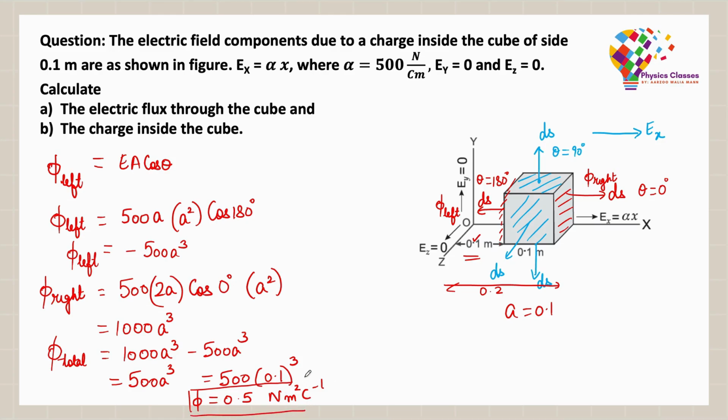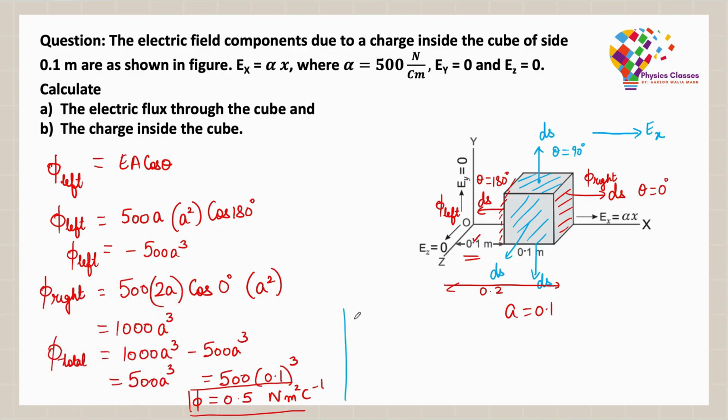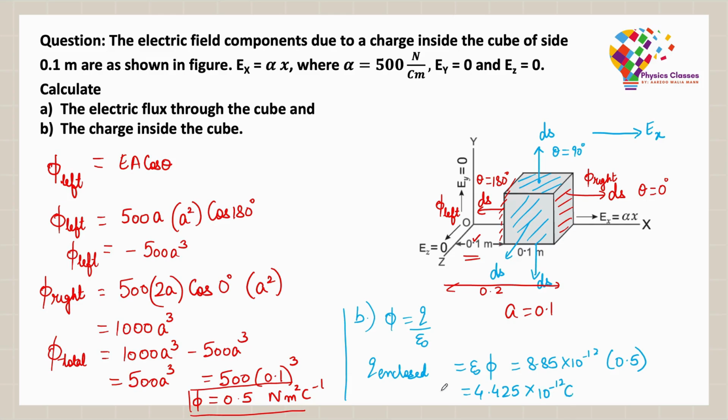Now, further, if I want to find the charge that is enclosed inside this cube, I can directly use Gauss law. I know that flux is equal to the charge enclosed divided by epsilon naught. So to calculate the charge enclosed, all I have to do is multiply epsilon naught and phi. Epsilon naught is 8.85 times 10 to the power negative 12, and my flux is 0.5, which we already calculated. On multiplying, I get my charge as 4.425 times 10 to the power minus 12 coulombs. So this is the total charge that is enclosed.